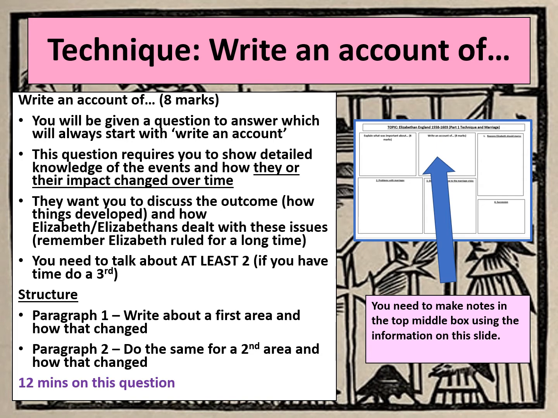You need to talk about at least 2 parts of the story, but you could easily break it down into 3. As I said on the last slide, you could break it down into kind of causes, events, and impacts. That would be really good as long as you're making sure that each of the paragraphs was linking back to the question. So paragraph 1, write about a first area and how that changed. Paragraph 2, do the same for a second. Just like with that first 8-mark question, around 12 minutes for this.